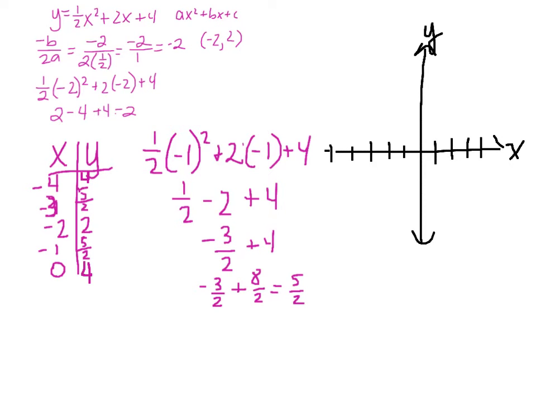You will probably be using graph paper, and I would be too, except I haven't figured out how to do that on here yet. So my vertex is at negative 2, positive 2. Then I have the point negative 1, 5 over 2, and 5 over 2 is the same as 2.5. Put those 2 points on here. And then I have the point 0, 4. And I have the point negative 4, 4.